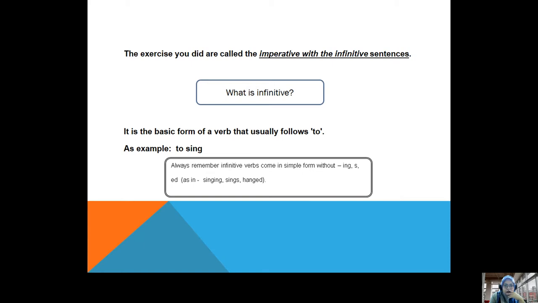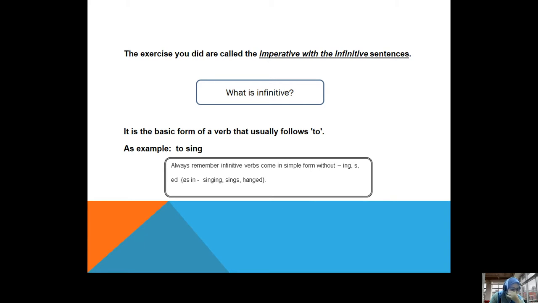Okay, the exercise you did are called the imperatives with the infinitive sentences. So what is infinitive? It is the basic form of a verb that usually follows to. Okay, to tu perkataan. To see, to dig, okay? To write, okay. Remember that infinitive verbs come in the simple form without ing.